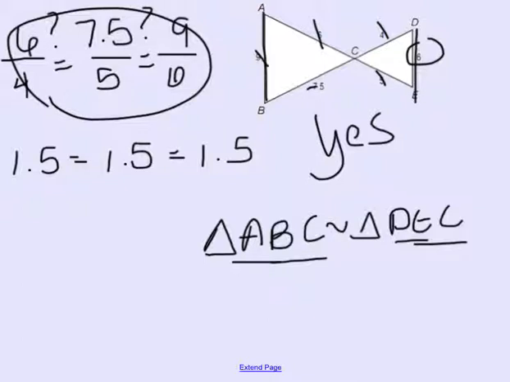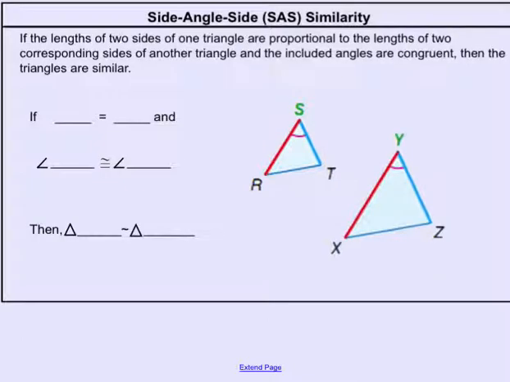Let's take a look at another example using the side angle side similarity theorem. If two sides of one triangle are proportional to the lengths of two sides of the other triangle and the included angles are congruent, then the triangles are similar. So notice we're looking at this side and this side, because the angle that's congruent is sandwiched in between them. It has to be sandwiched in between them.